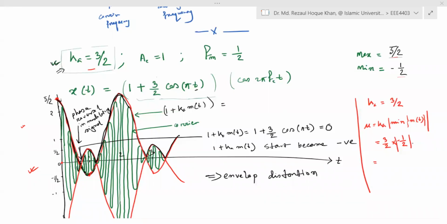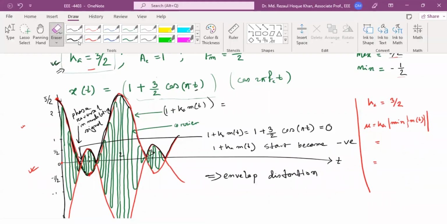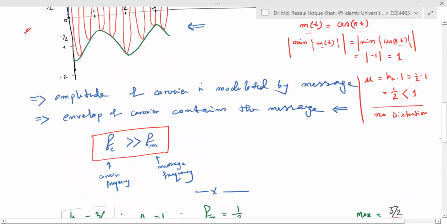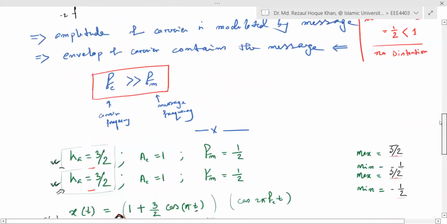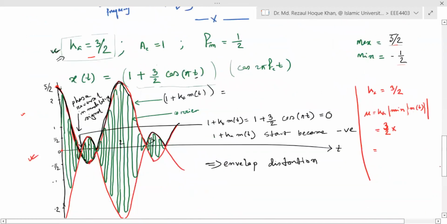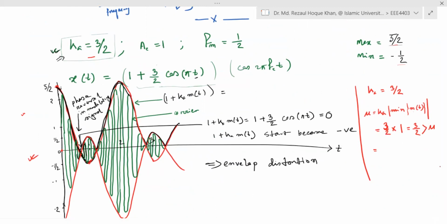Okay, I beg your pardon, I made a mistake here, so this should be rewritten. K is equal to 3 by 2, into m(t), which was cos pi t. The minimum value of cos pi t is -1, which becomes amplitude 1, so for our case it is 3 by 2. This value 3 by 2 is greater than 1, greater than the allowed mu value.